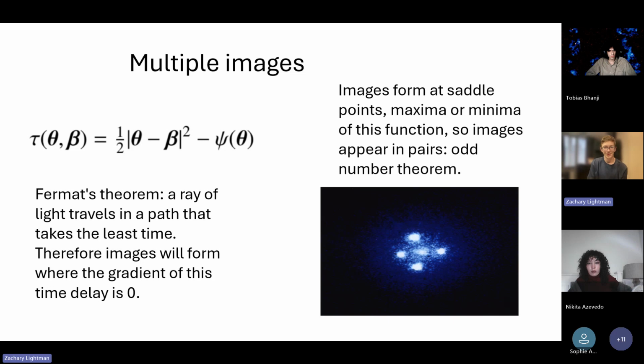Fermat's theorem says that a ray of light takes the path of least time, and using a form of time delay, we can take the gradient and set it equal to 0 to find all of the turning points, and this is where the images occur. These extra images come in pairs, so we have an odd number of images, including the central one, so it kind of seems like an even number. This particular example is called an Einstein cross.